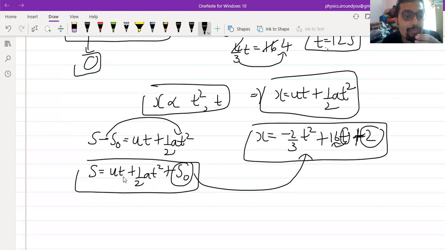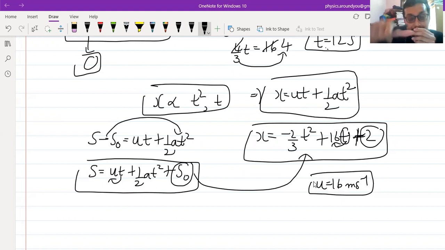What is the coefficient of t here? u. So can I tell u is equal to 16 meters per second? Yes, sir. So what is the initial velocity of the particle? 16 meters per second. Is it towards right? Is it towards left? Right. Why? Positive. Any positive quantity is towards right.